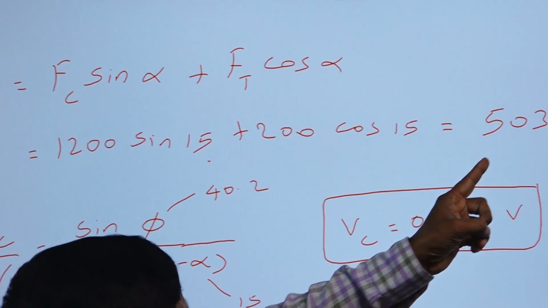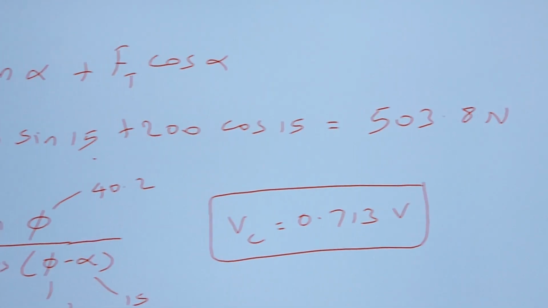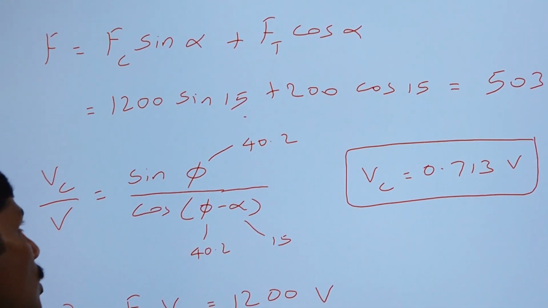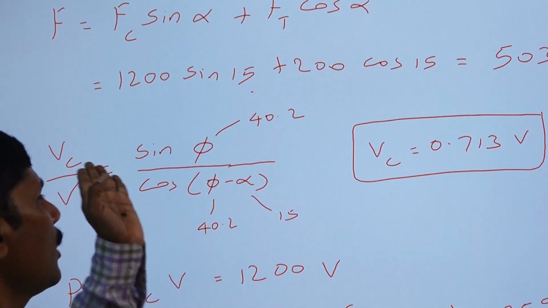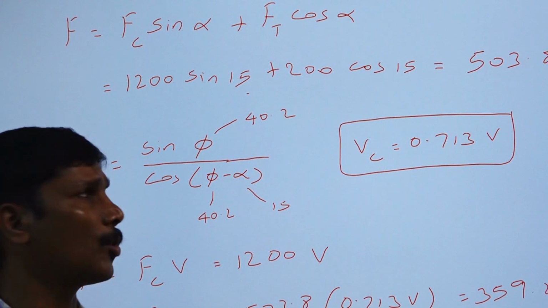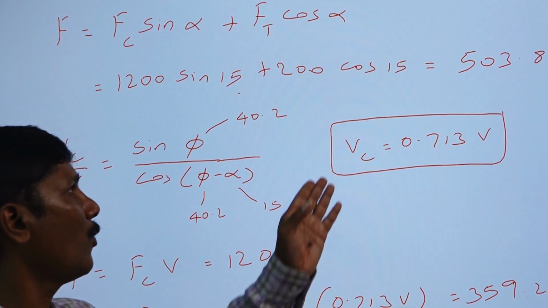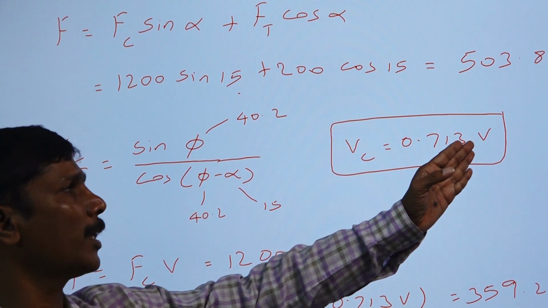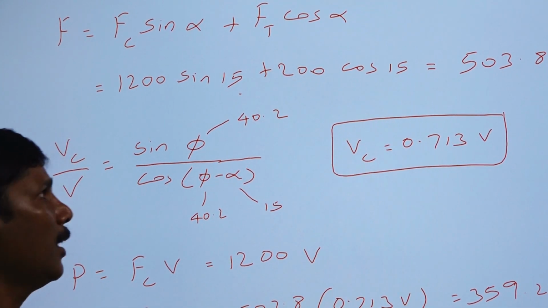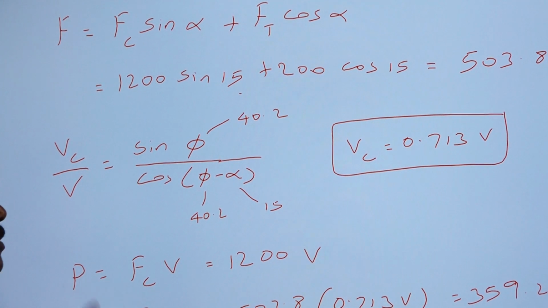So we can get 3.8 Newton. It is nothing but frictional force. And we should know the velocity relation: Vc by V equal to sin phi by cos(phi minus alpha). Therefore, Vc equal to 0.713 times V. That V is not given, so we are taking Vc in terms of V.